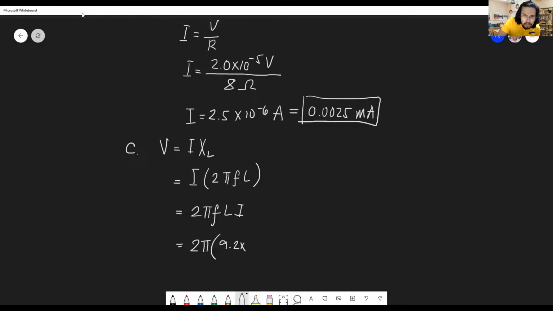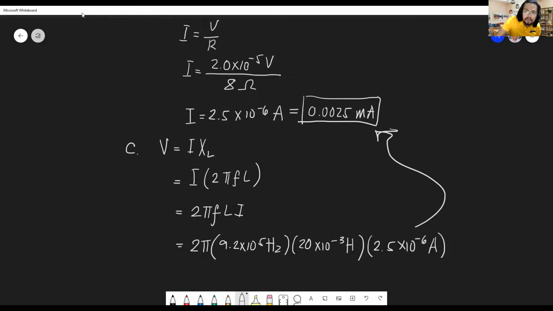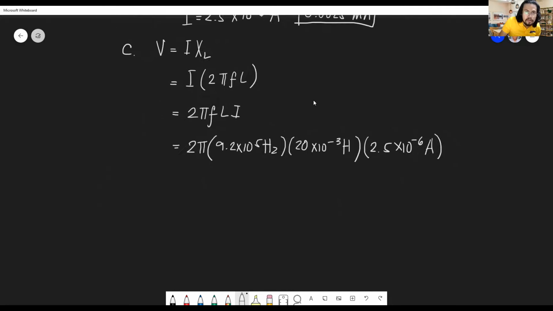So 9.2 times 10 to the 5 hertz times the inductance, which is 20 times 10 to the negative 3 Henry, times the I, which is 2.5 times 10 to the negative 6 amperes, which we have just solved from over here, right? So we can now get the voltage across the inductor by simply solving for this one.